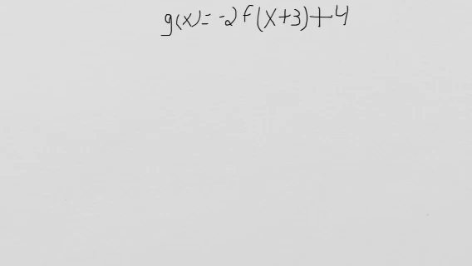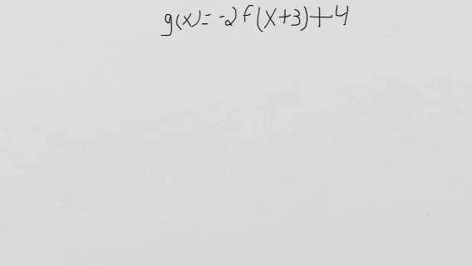Okay, so this type of notation can be very confusing for a lot of students. So I want to walk through what this notation means. We're saying we have a function g of x, and it's equal to this other function f of x, except there's some transformations happening. We're plugging in x plus 3. We're multiplying the function by -2, and we're adding 4.